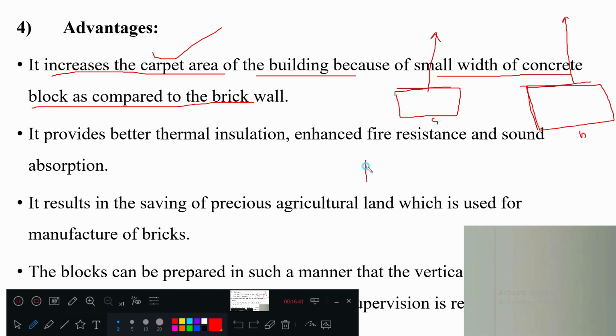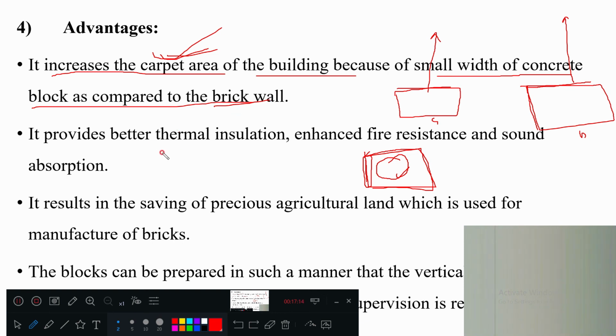If it is a building or a room and the wall thickness is lesser, the room area is more. For given dimensions, if wall thickness is reduced, you are increasing the carpet area. Carpet area is wherever you can spread the carpet inside that house. That is what increases the carpet area compared to the brick wall.